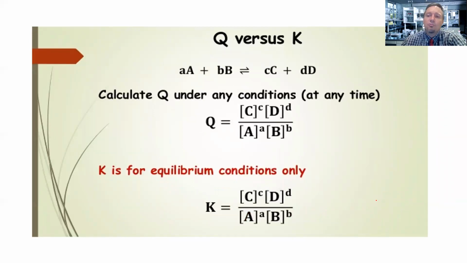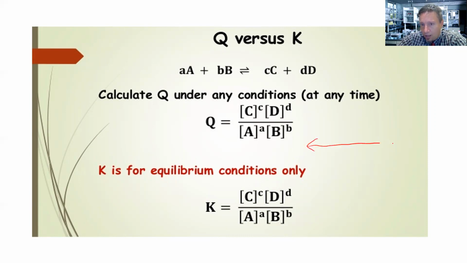Now, what is Q? You guys remember Q. K is at equilibrium. Q is calculated at any condition. In most cases, you use Q to find out if, in fact, a reaction is at equilibrium or not. So here we calculate Q under any condition at any time. And if you notice, it is the exact same formula as K, so no other memorization. It is given to you on your formula sheet.